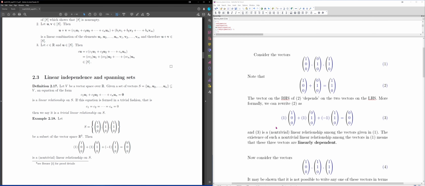Okay, so this is a linear relationship here, right? It's a non-trivial linear relationship. By non-trivial, I mean that it's not just zeros. These scalars here are not just zeros, right?